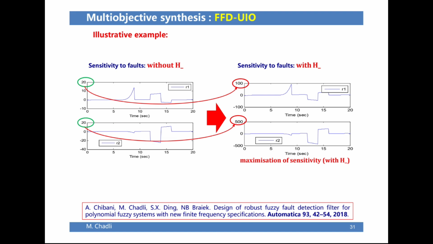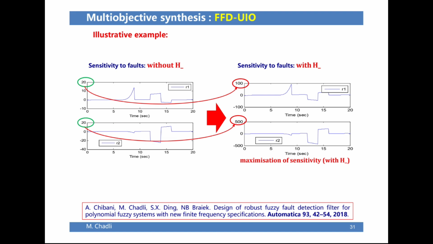And you can see here some simulation to show this fact. The following simulation shows that we can improve the algorithm performances and the fault diagnosis. Indeed, we can notice that the H minus performance increases the sensitivity to fault of the residual signal. Without using the H minus performance, the residual is less than 10, or 20 here, but using the H minus performance, by increasing the parameter beta, we improve the sensitivity to fault through the maximization of the parameter beta.